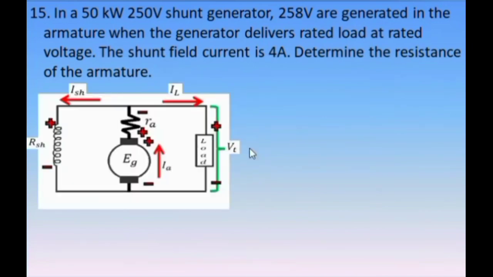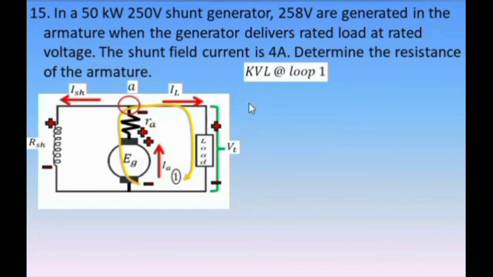We have a 250 volts shunt generator rated 50 kilowatts. The generated EMF amounts to 258 volts. Shunt field current ISH is 4 amperes. We are asked to determine the resistance of the armature, that is RA. For this problem, we need this loop and this node. So let's say node A and loop 1.